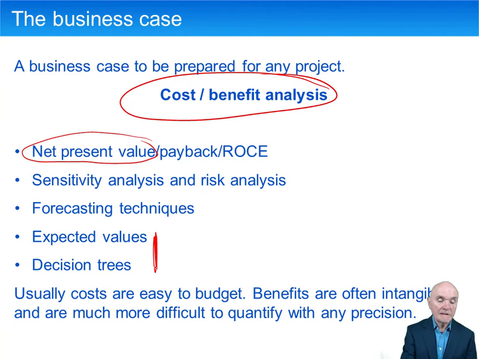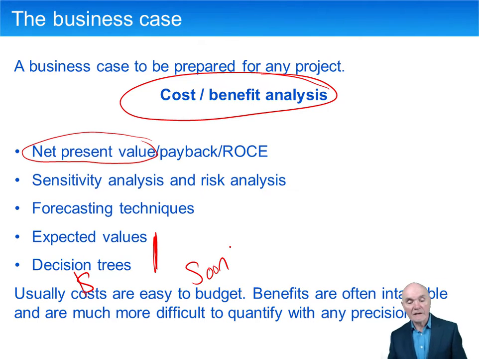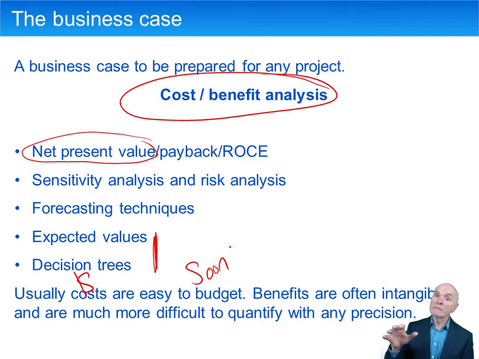Usually costs are easy to budget. They are money, nearly always, and they tend to be really soon. Most projects involve spending money now or nearly now in the hope of income for the future.